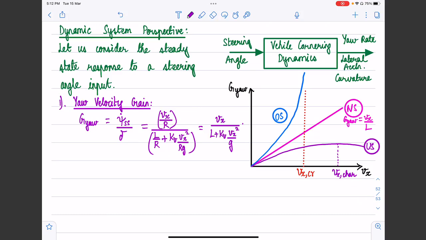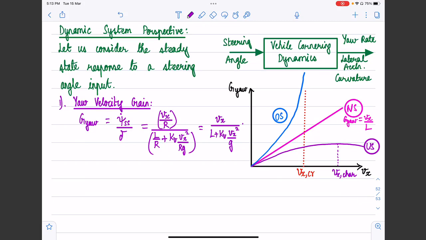Sir, this Vx here, these two lines, are they the same representation, or are they different? Which ones? The Vx critical in red color, and Vx characteristic. I used red color for Vx critical, and for Vx characteristic I have used a purple color.